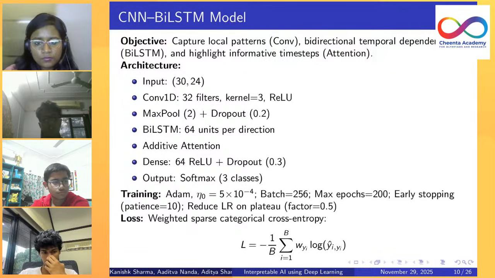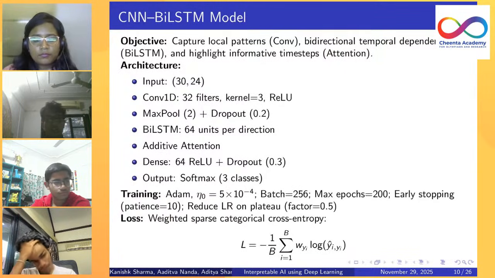Now, for this model, what is our optimization setup? We use a batch size of 256 with 200 epochs, and it is trained with the Adam optimizer with a learning rate of 5 times 10 to the power minus 4. The loss function used is class weighted sparse categorical cross entropy. We also use a learning rate scheduler.